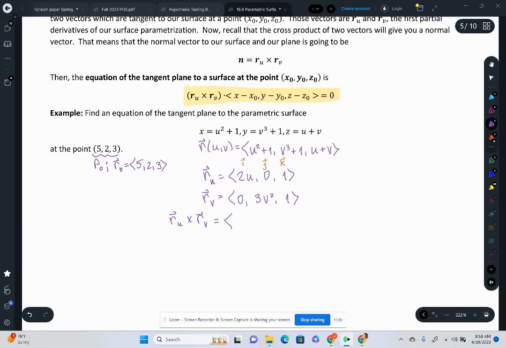So I have to remember the order of things. We're going to have this product minus that product in our i component. So we end up with 0 minus 3v squared. Our j component, we have 2u times 1 minus 0 times 1. Our k component, we have 2u times 3v squared minus 0. So this simplifies to be minus 3v squared, minus 2u, and positive 6uv squared.